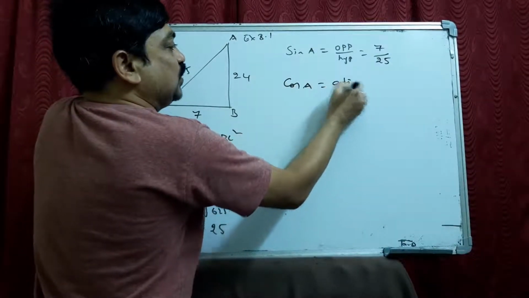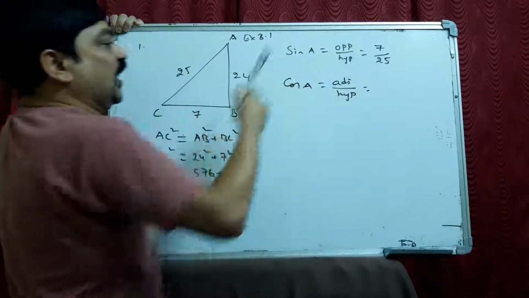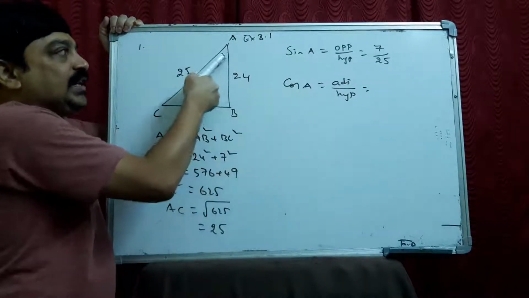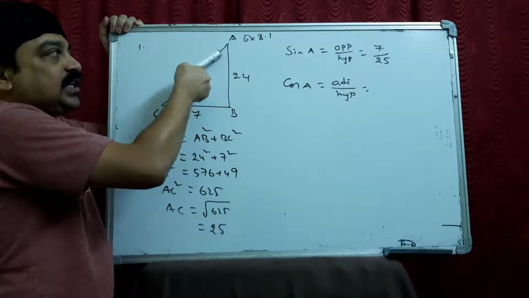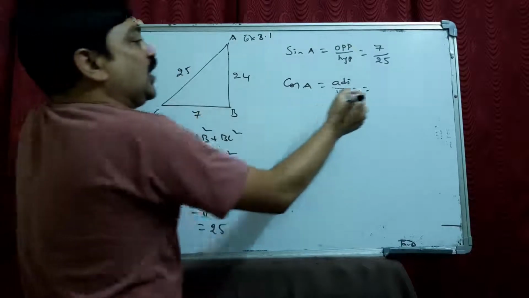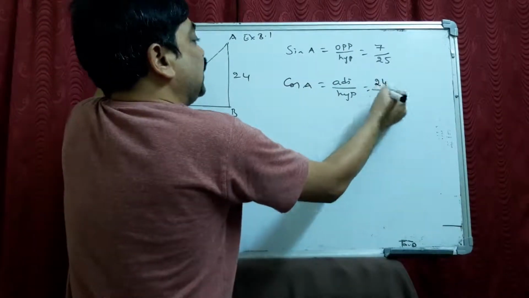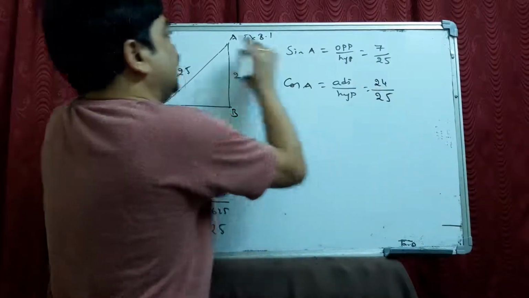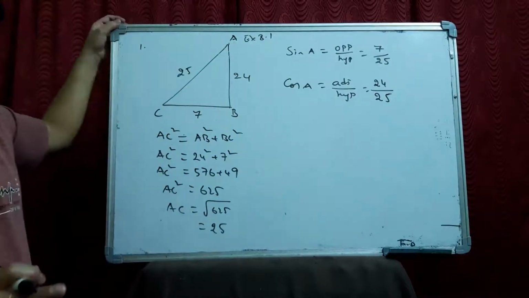Adjacent by hypotenuse. Adjacent to whom? Adjacent to the angle that we take. Angle is A here. So what is adjacent to angle A? 24. You can also say that, sir, hypotenuse is also adjacent to angle A. Why don't we take? We don't take hypotenuse.